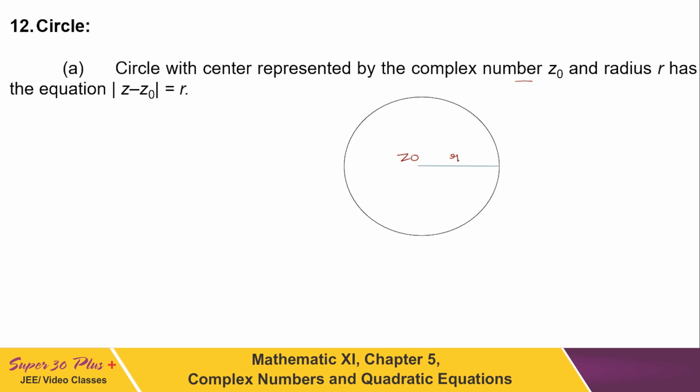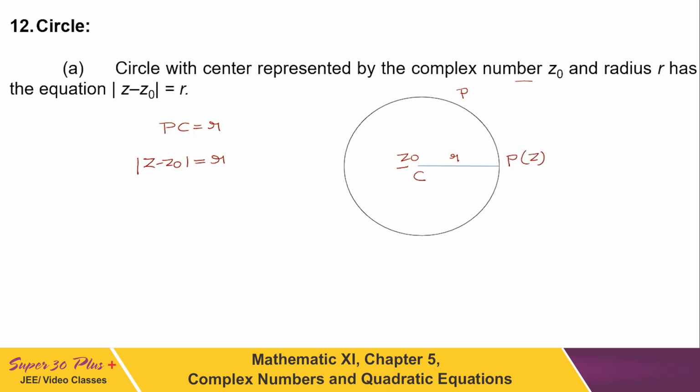As we know, the definition of a circle is that a circle is the locus of a point which moves in a plane such that the point always remains at a fixed distance from a given fixed point. That fixed point is called the center and that distance is called the radius. So if P is this point and the coordinate of P is Z, then we can say distance PC is equal to R, and by the definition of complex numbers we can write that mod of Z minus Z0 is equal to distance PC is equal to R. This is the equation of a circle where Z0 is the center and radius is R.